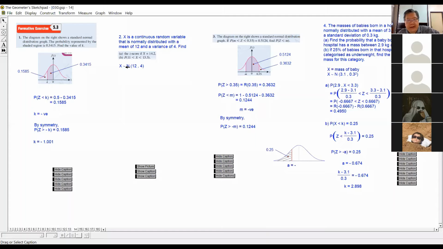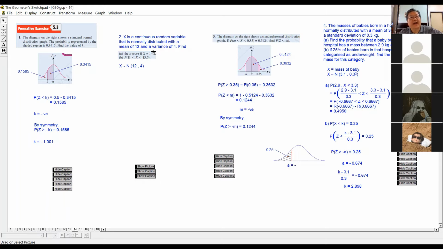So now they say normal distribution, so I write down the notation for normal distribution. X is distributed normally with mean 12, variance 4. Do I need to square this one? No need, because this is already the variance. No need to square. If you put down the standard deviation, then you need to square. Okay, right. So now I want to find the z-score.